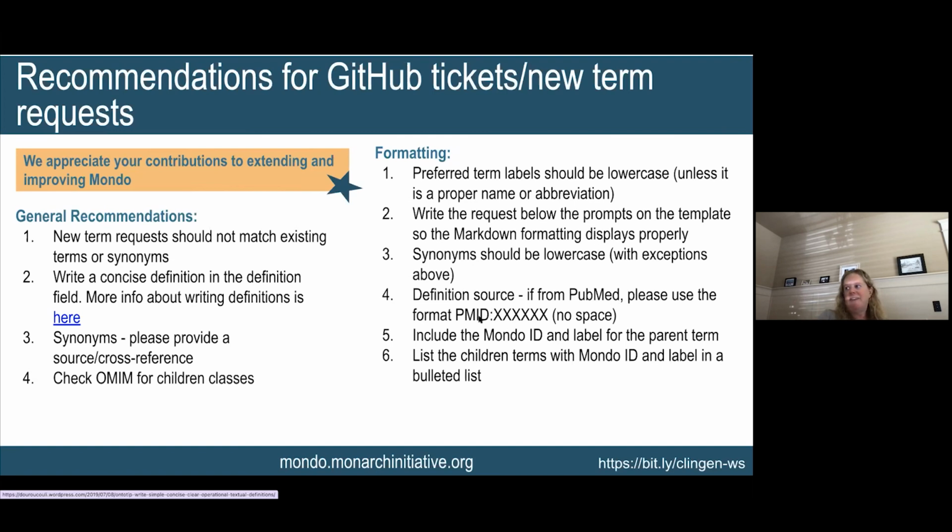This is very minor, but very helpful. Just to note that the PubMed IDs, when we add them to the ontology, have to be in a format where there's no space. When you copy and paste from PubMed, there's a space between the PMID colon and the number. If you just delete that space, then it'll be properly formatted. When listing potential parents or potential children, adding the IDs and labels is helpful, and putting them in a bulleted list is also very helpful. It just makes the process a little faster for me, to enable me to copy and paste into the ontology.